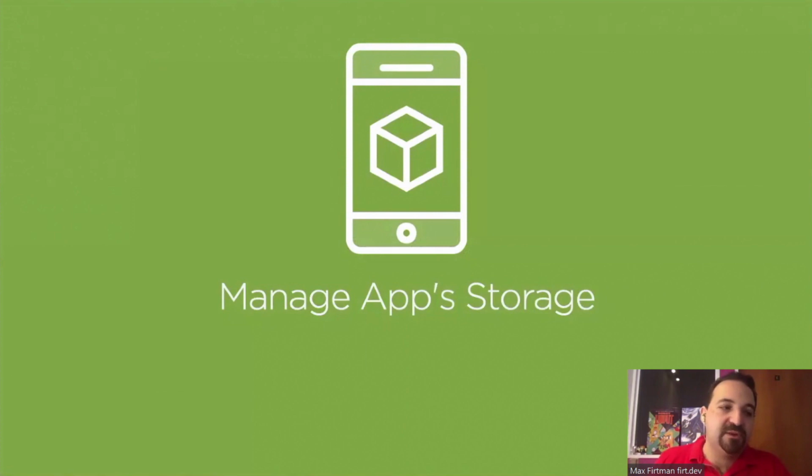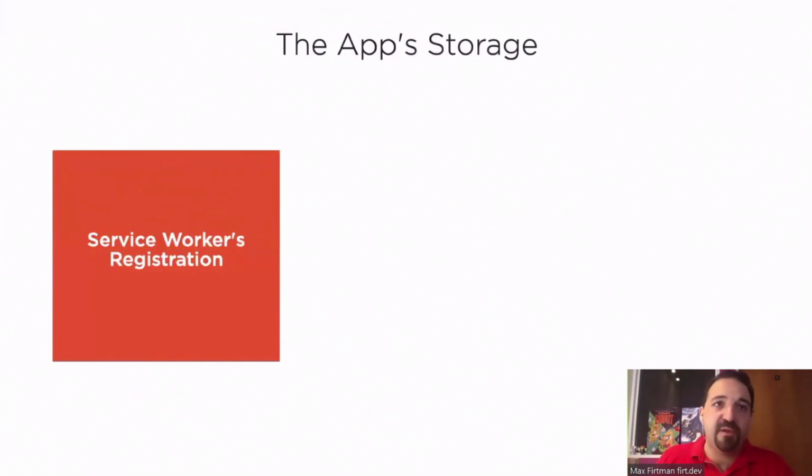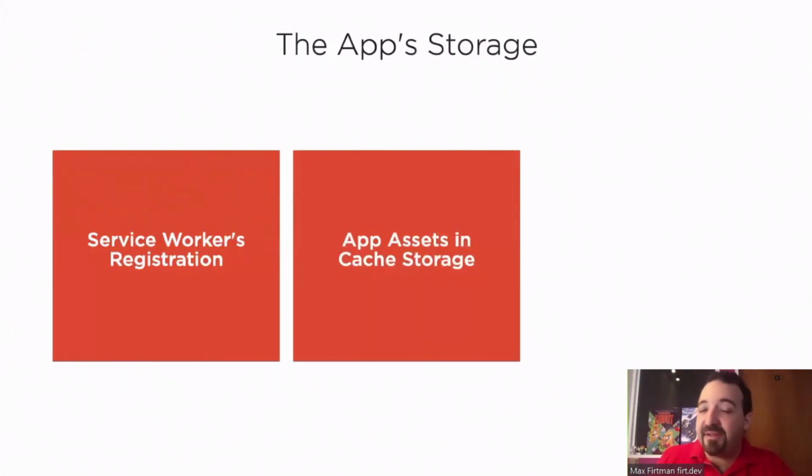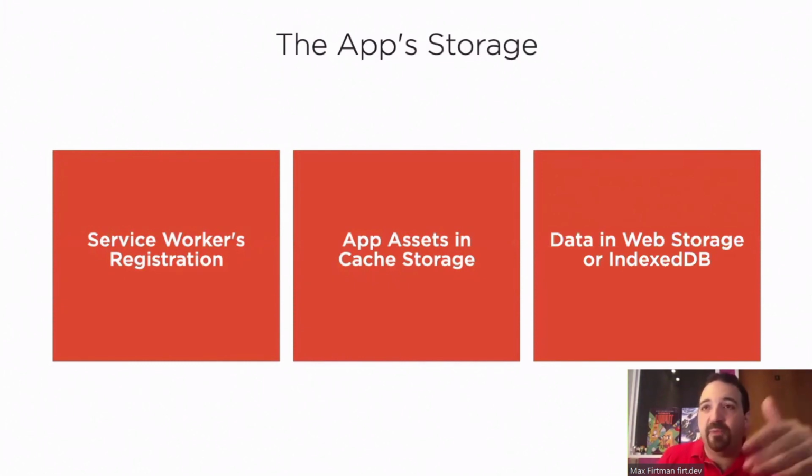So we need to learn how to manage app storage. The app storage includes the service worker's registration, so the service worker itself, the app assets that are in cache storage, HTML, CSS, JavaScript, images, web fonts, and the data that we might have in different storages, such as IndexedDB. Okay, so that's actually the app storage.